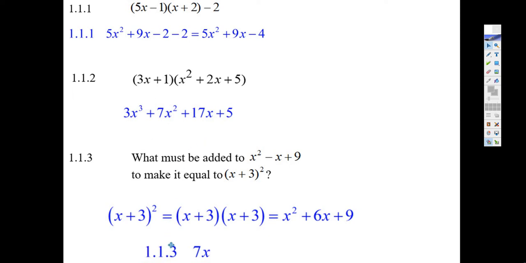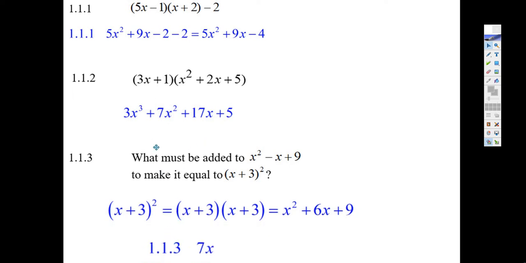Well, here's a question that's a little bit weird, a little bit different. It says, what would you have to add to x squared minus x plus 9 so that it was equal to x plus 3 squared? Well, you better figure out exactly what x plus 3 squared is. And now some people just go, oh, x is squared and 3 is squared, so it's x squared and 9. They forget about the outside and the inside product.